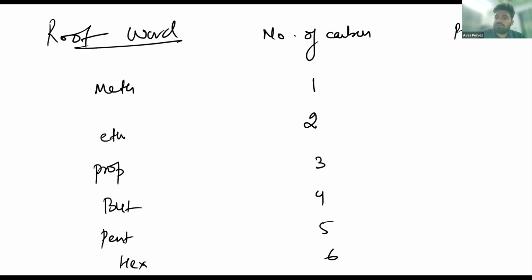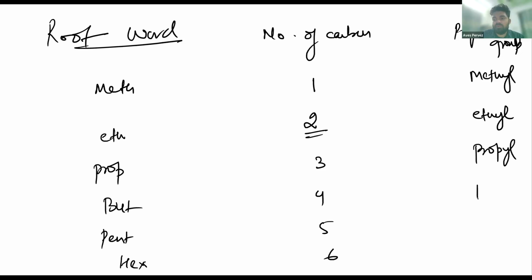Similarly, for the alkyl group, the prefix: if we have a one-carbon branch or alkyl group, its name will be methyl. Two carbons, ethyl. Similarly propyl, butyl, pentyl, hexyl.